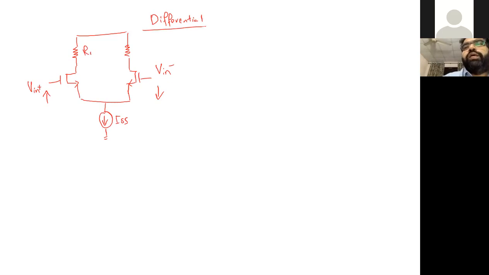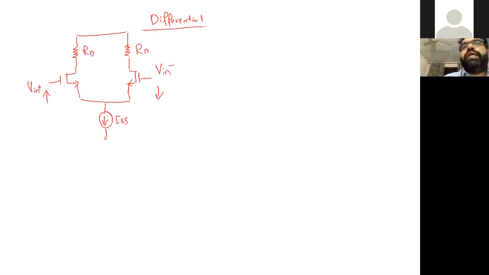So exactly the same. Then we have here some ISS. Now at this point, here we have this is a V in negative. This is a V in positive, meaning this is going to be increased, this is going to be decreased. It's a differential analysis. Now we are not doing common mode anymore here. We are doing a differential analysis, and this is RD and this is RD.